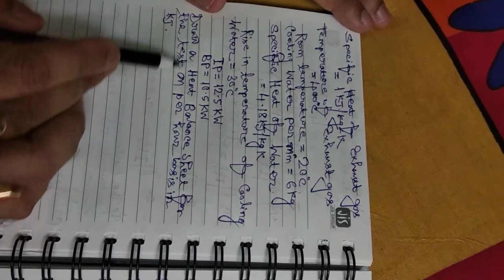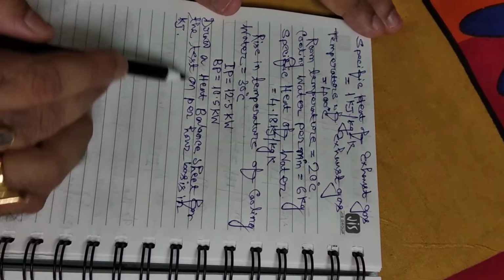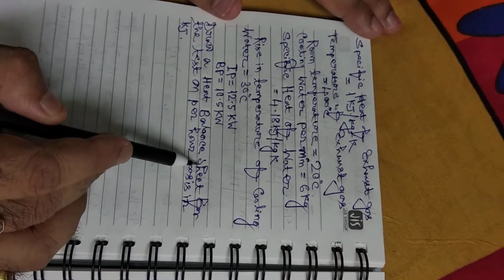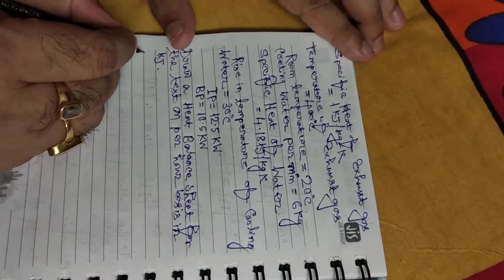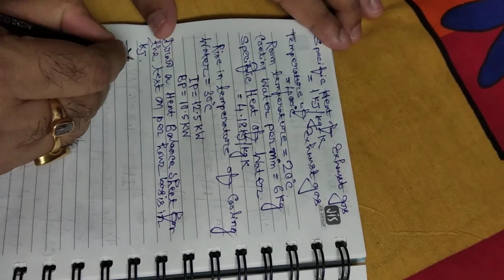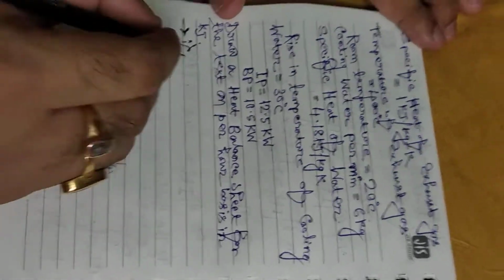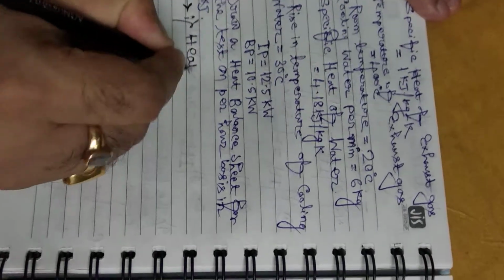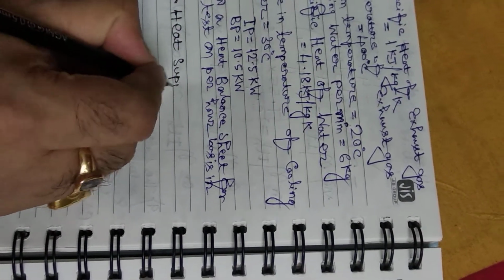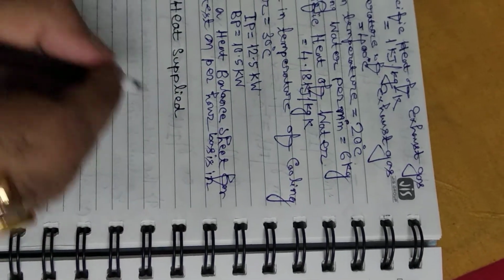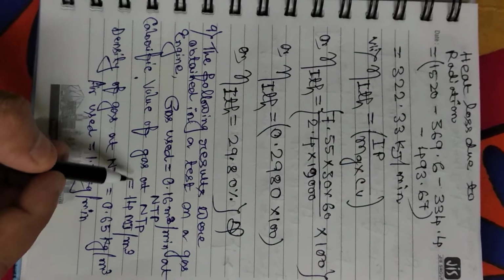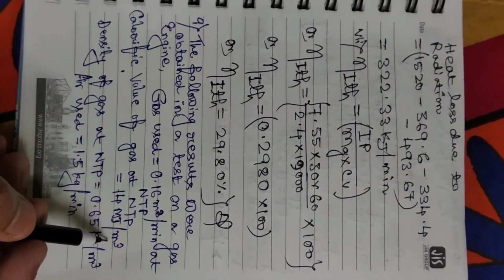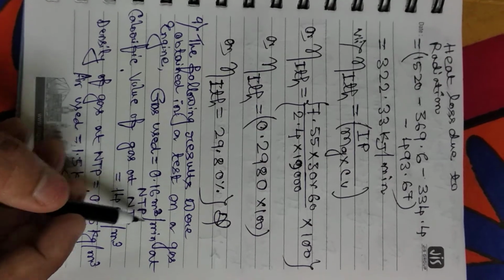Now this is the part that we have to calculate, that is, to draw a heat balance sheet for the test on a per hour basis in kilojoule. So first we have to calculate the heat supplied per hour. The calorific value of the gas at NTP is 14 megajoule per meter cube and the gas is used 0.16 meter cube per minute.